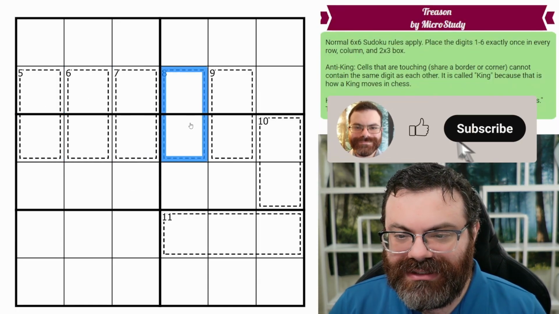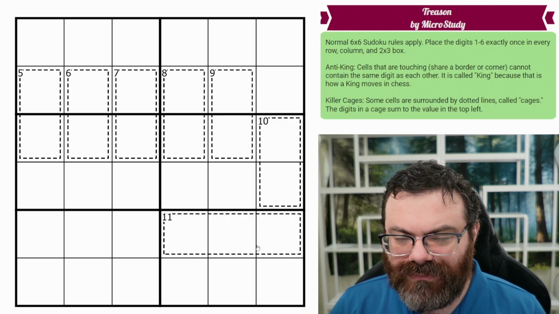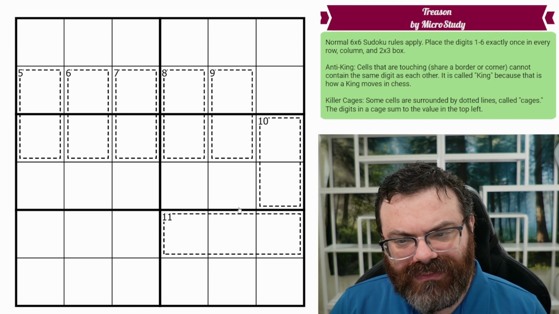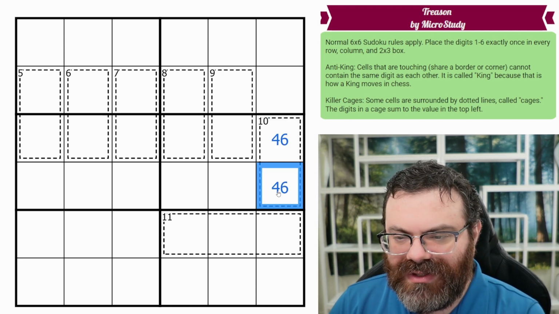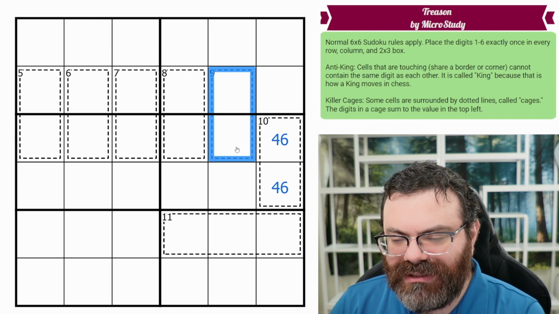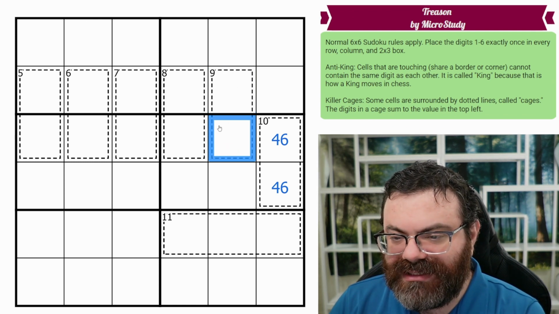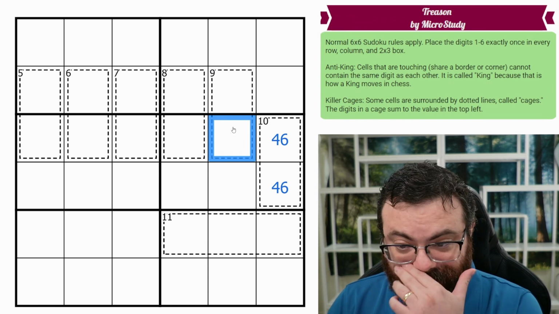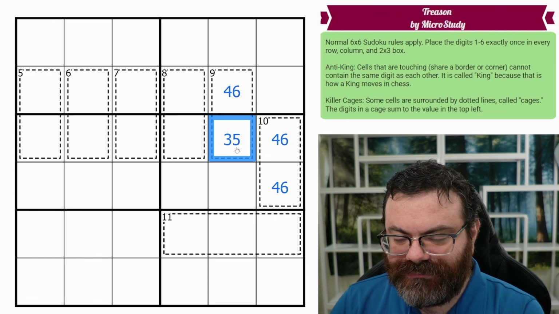This is really interesting that it just goes from 5 to 11. So 10 is only 4, 6 in a 6x6. That's the only way we're adding to 10. 9 could be 4, 5, or it could be 3, 6. Either way, this is not the 4 or 6. So this is the 4 or 6, and then this is the 5 or the 3.